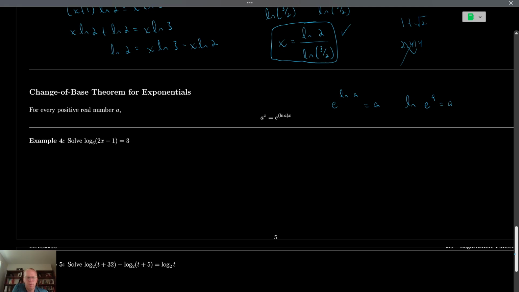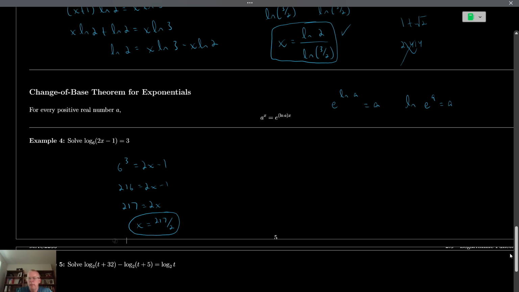All right, so this is similar to the one we did earlier. We need to convert this to an exponential equation. Anytime you have a log of something equals a number, convert it to an exponential. So we have 6 to the third equals 2x minus 1. 6 to the third, I believe, is 216. So 216 equals 2x minus 1, so we get 217 equals 2x, and so x is 217 over 2. And of course, when we plug in 217 over 2, that will give us a positive number, and so it works out.